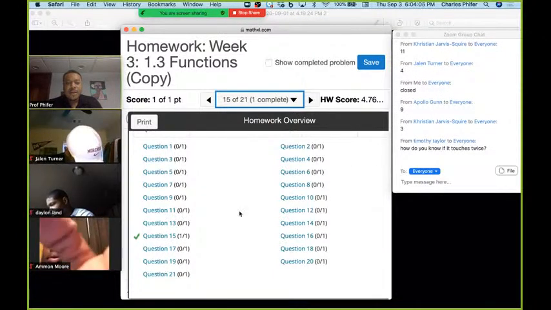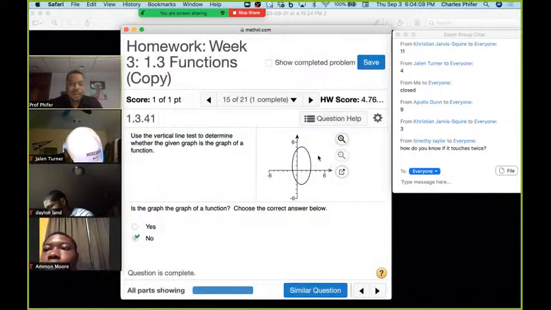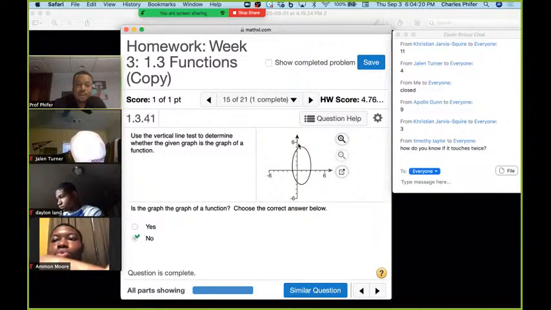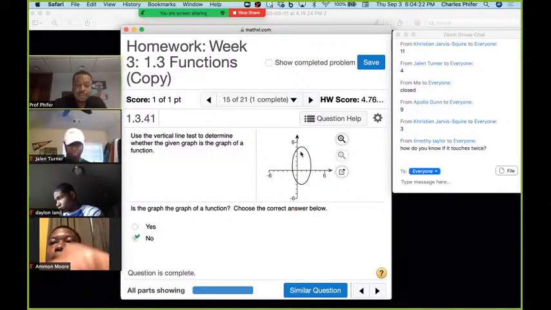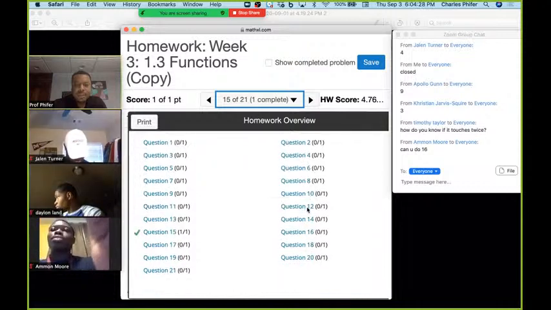Okay. We just did 15. So a question came in. How do we know if it touches twice, right? So looking at this graph, this question says use the vertical line test to determine if this is a function. So notice we can draw a vertical line. It touches it once here and once there. So we just draw a vertical line, and if it touches it more than once. There's a request for 16. Okay, let's go ahead and do 16 since it was requested.